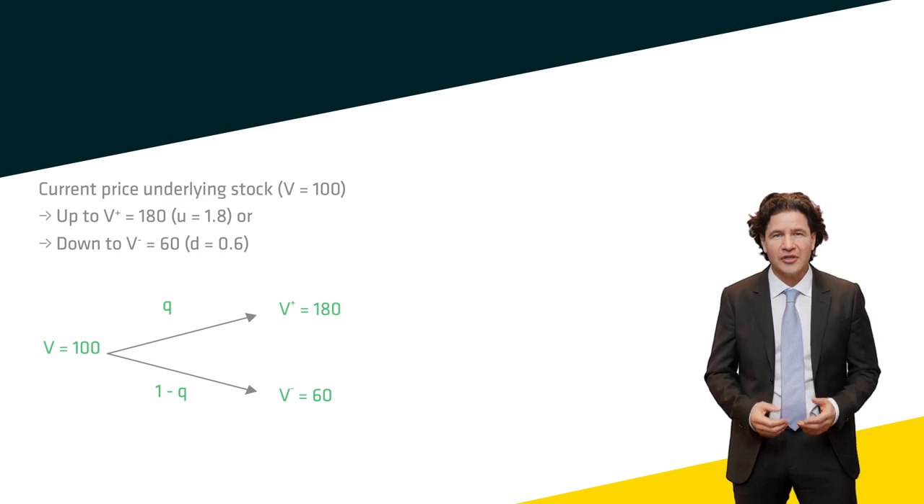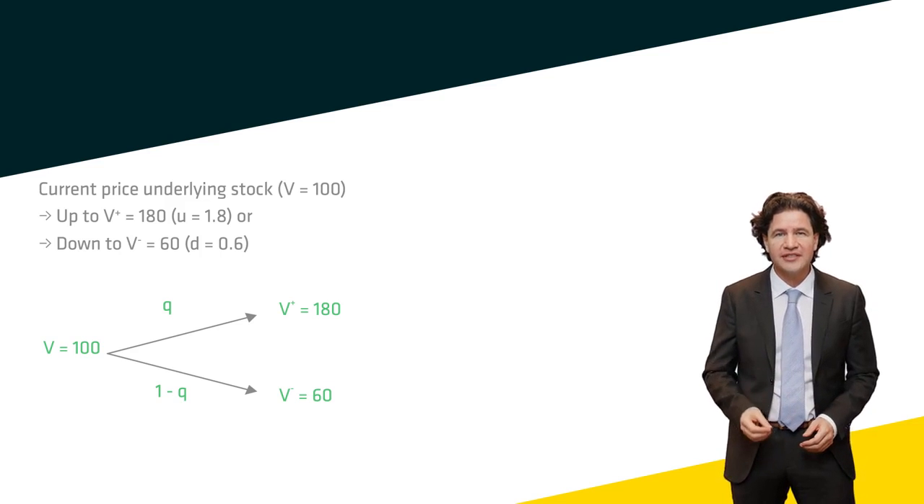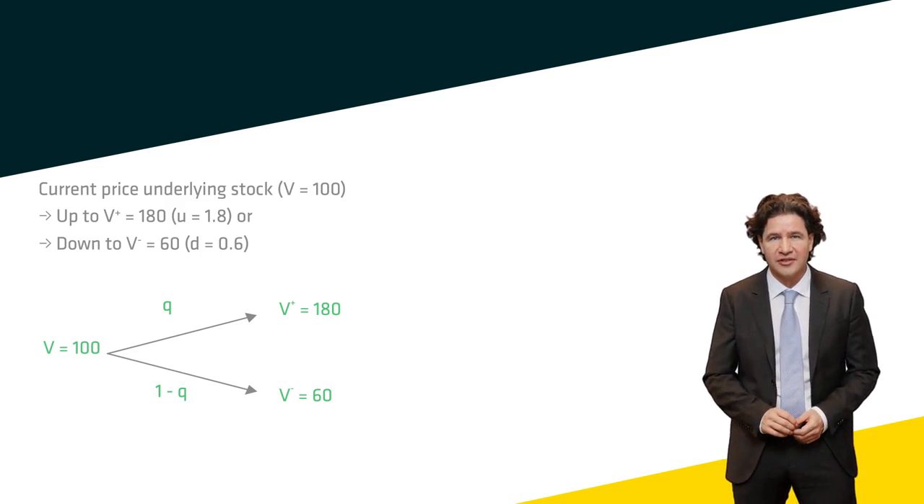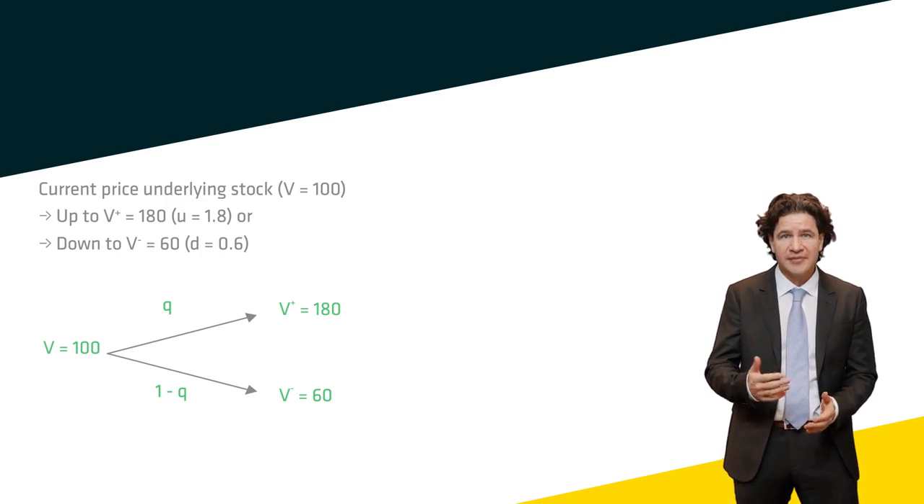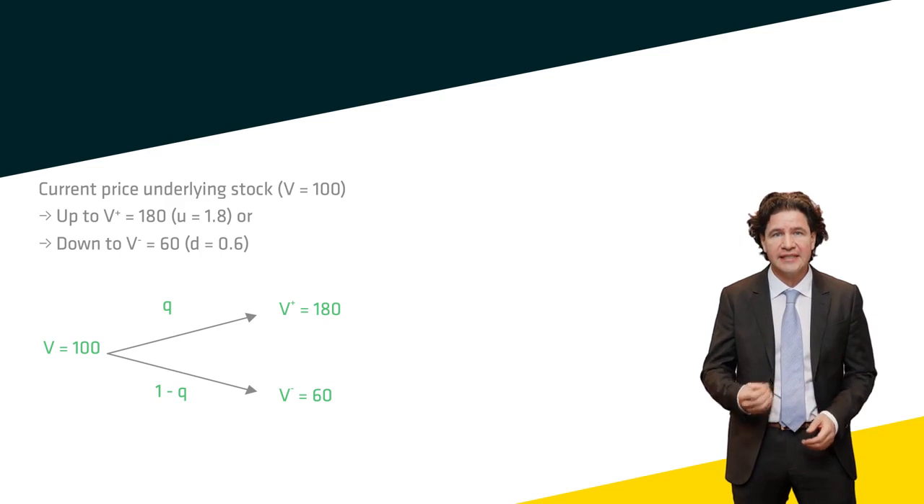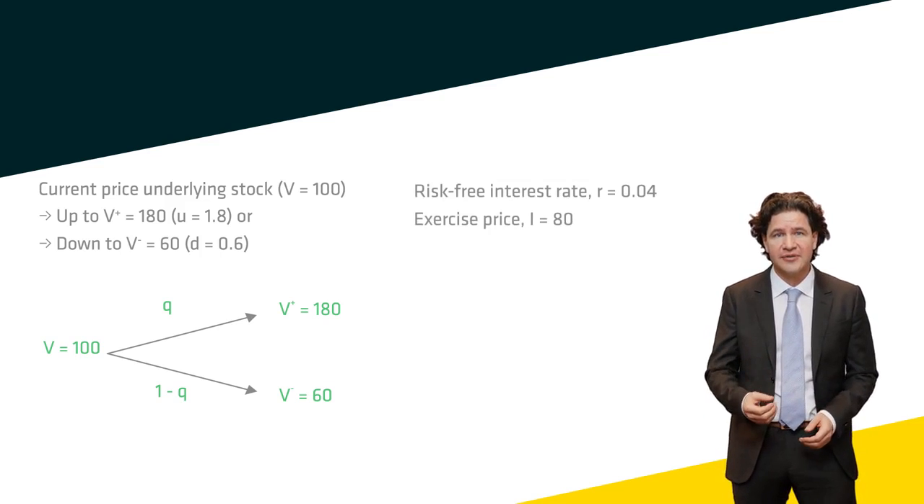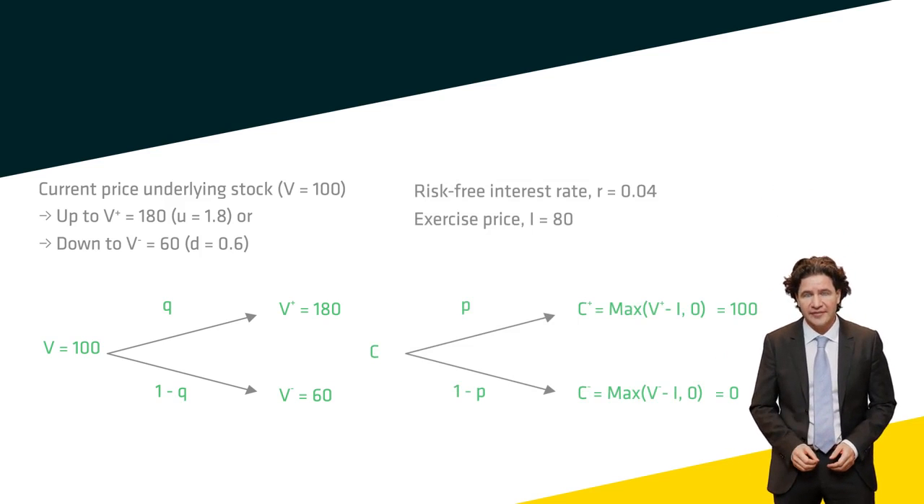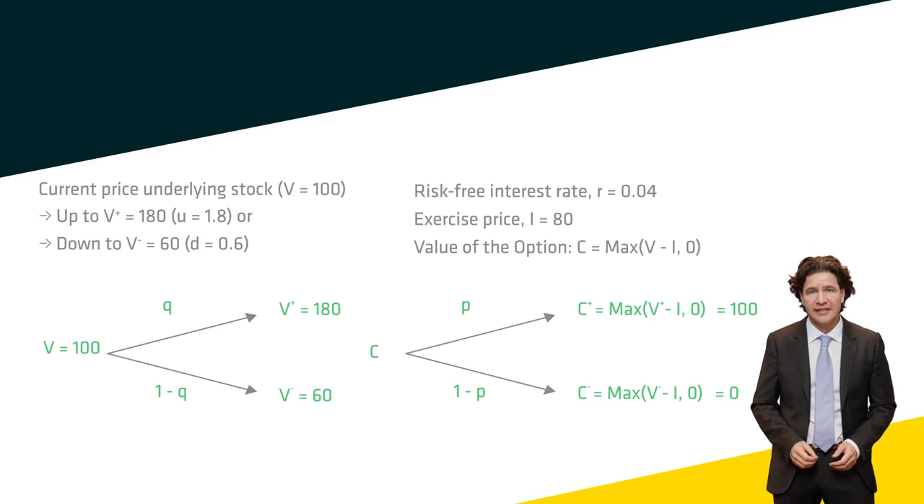The value of the option over this period would then be contingent on the price of the underlying stock. So we assume that the exercise price E is 80 and assume that the discount rate is 4%. So the value of the call option is the maximum of the underlying value minus the exercise price, or 0. It can move up, which results in a value of 180 minus 80 is 100, or can move down, which results in a value of 0.